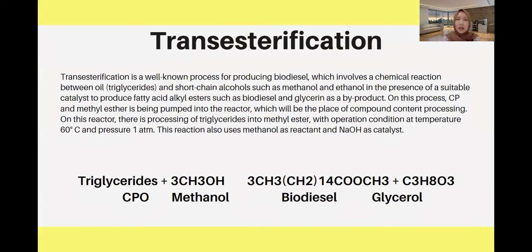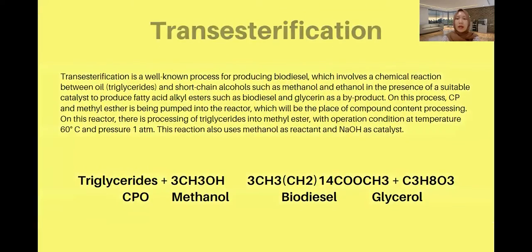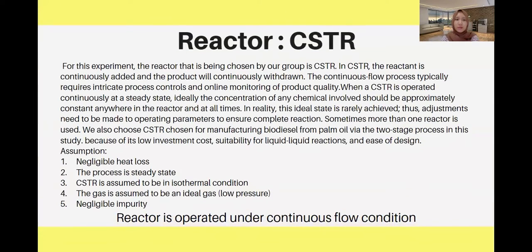This is a well-known process for producing biodiesel, which involves a chemical reaction between oil and short-chain alcohol such as methanol and ethanol in the presence of suitable catalysts to produce fatty acid alkyl esters such as biodiesel and glycerin as byproducts. In this process, the catalyst that we are using is NaOH.